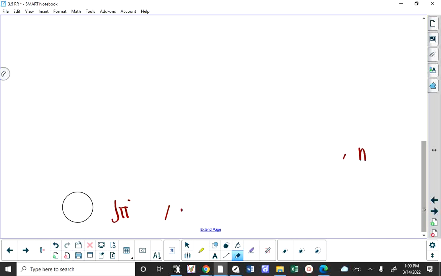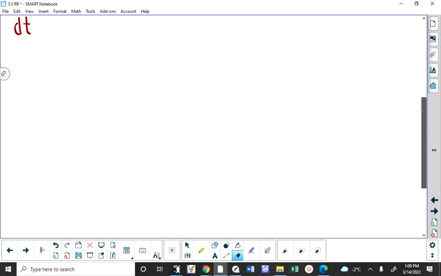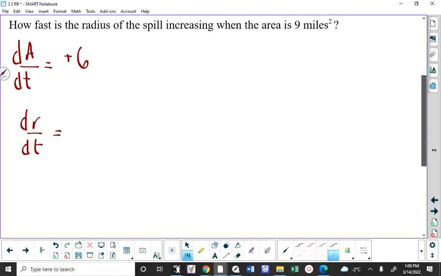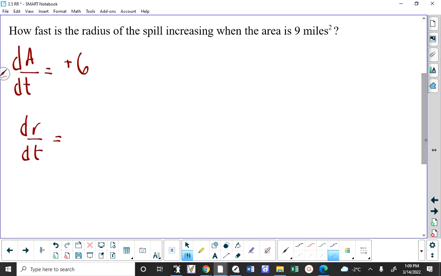Let me just get rid of this from last year. We're also asked to determine how fast the radius is changing, so that's dr/dt. This is really not a difficult question. It's actually a really good one to recap the steps. Your first step is not complete until you write out the equation relating those variables.